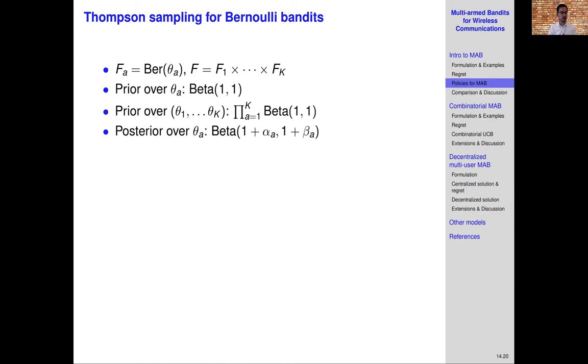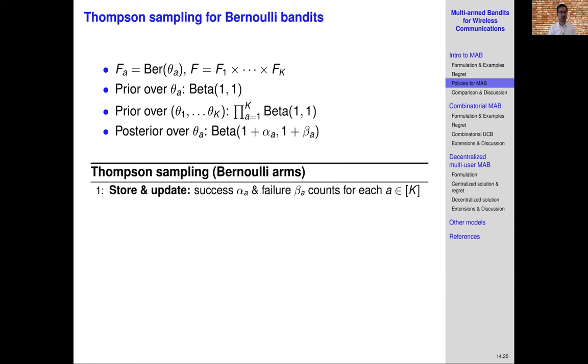The learner can compute a posterior distribution for each arm. The posterior distribution is also beta, with parameters 1 plus alpha and 1 plus beta. Here, alpha represents the number of successes from past plays of arm A, and beta represents the number of failures from past plays of arm A.